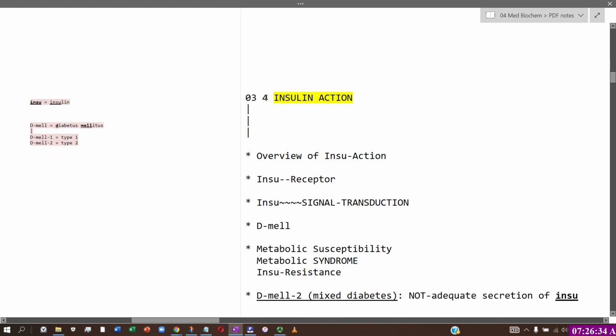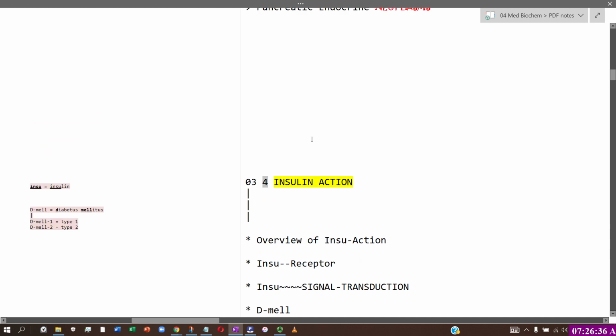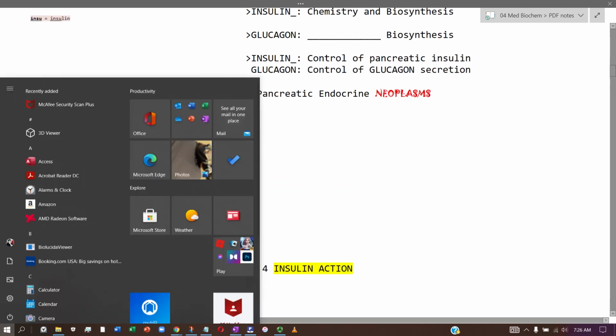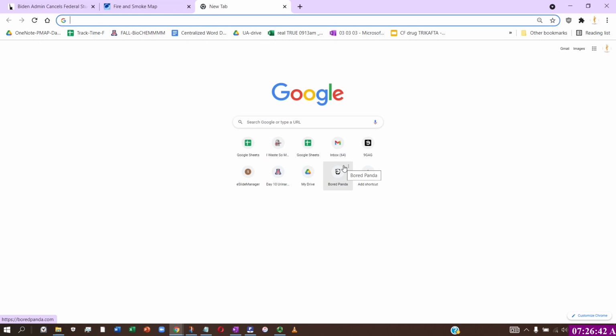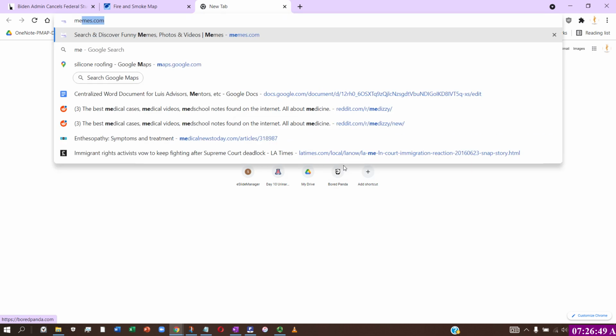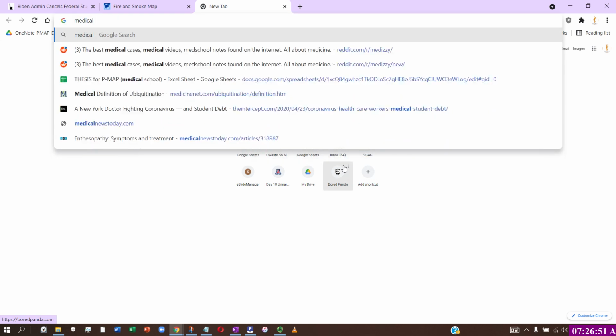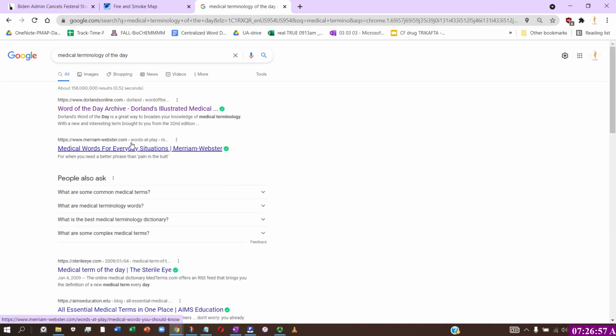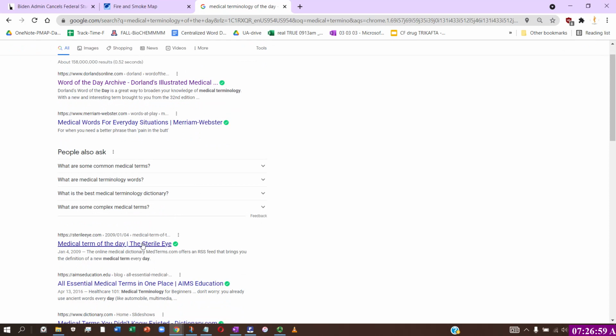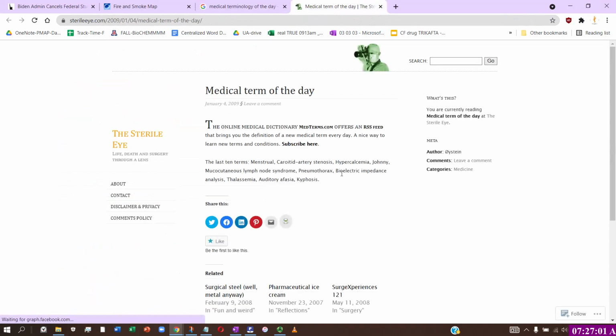Now, PDF number 4 is, and before we do that, for the sake of jumping right into stuff related to the exam, we didn't do medical terminology word of the day. Here you go, medical terminology of the day. Here we go. This one seems better.